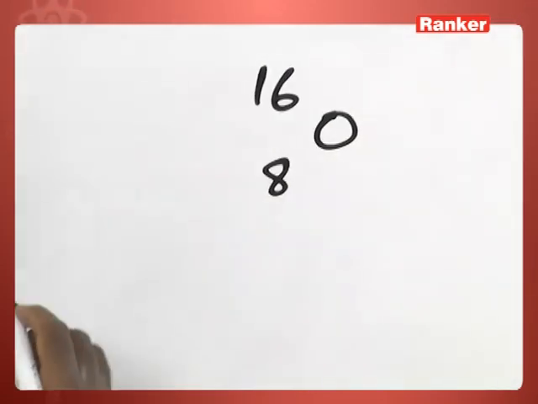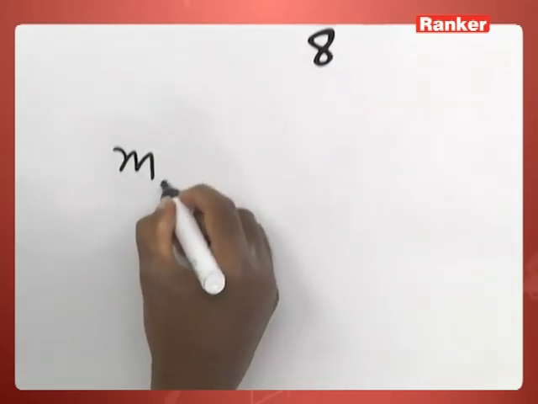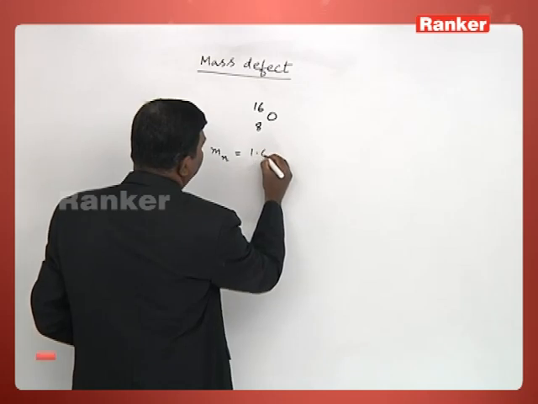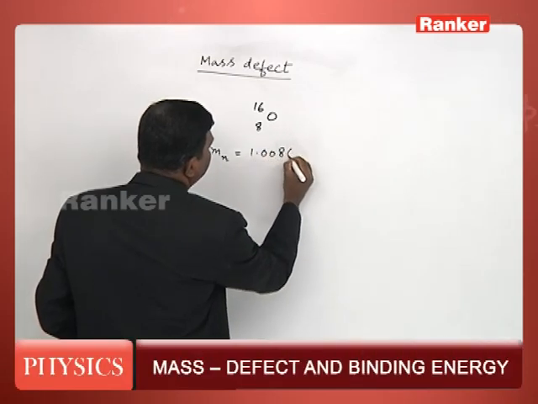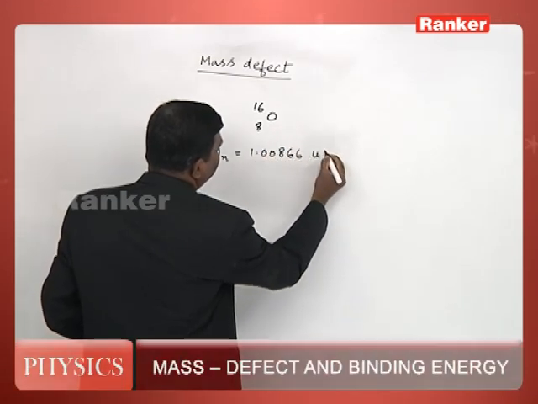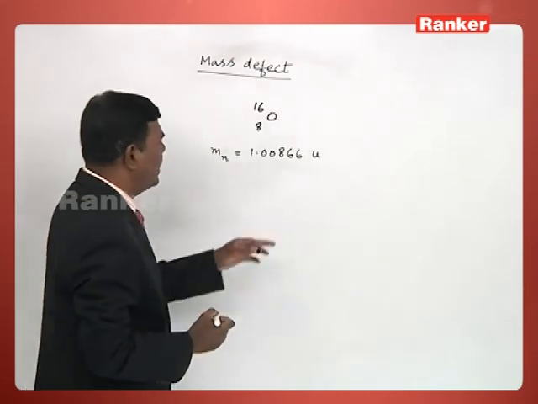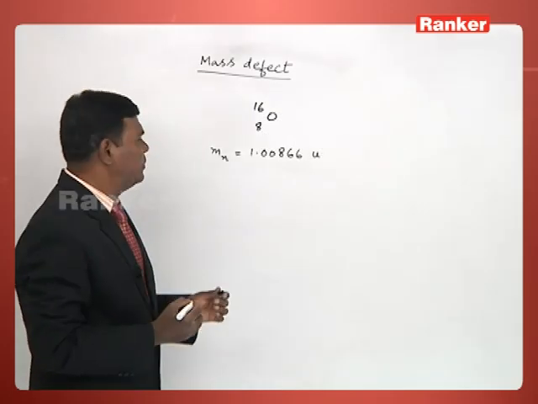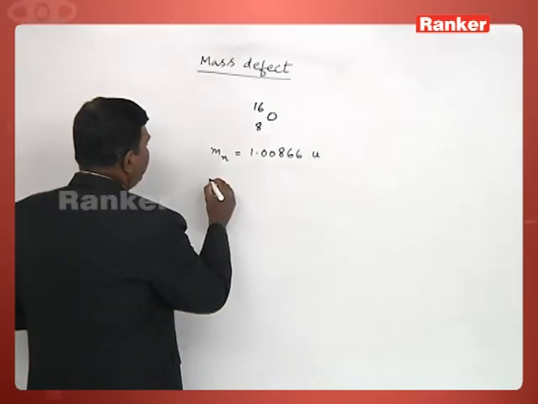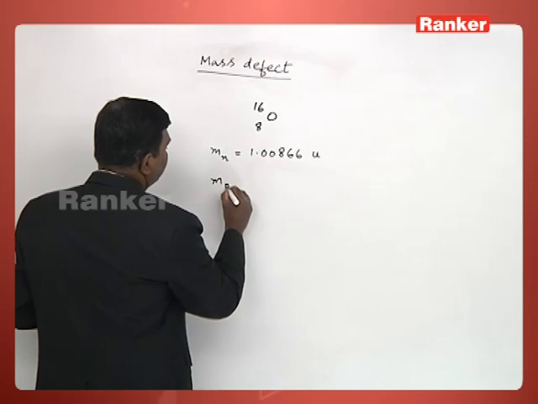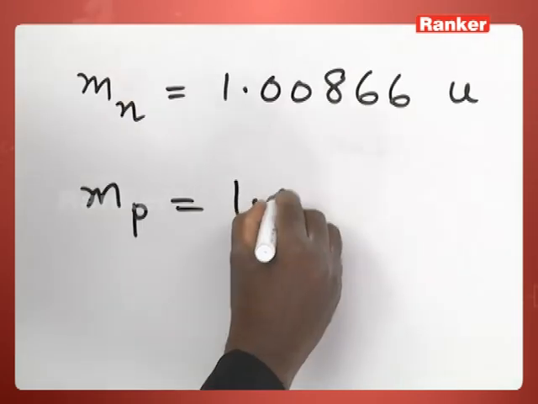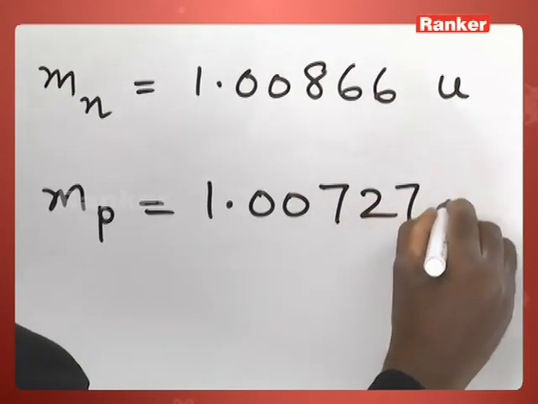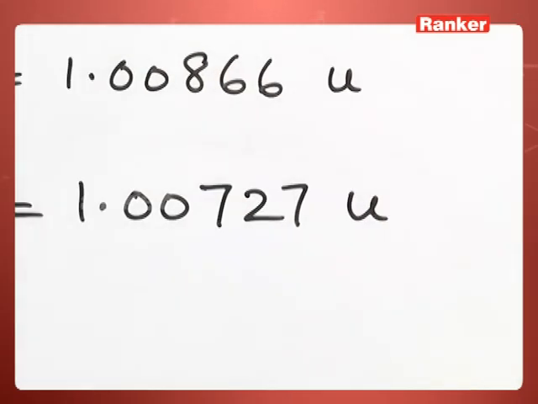Now, the mass of each neutron is equal to 1.00866 atomic mass units, AMU, generally written with a U. Next, the mass of each proton is 1.00727 U, atomic mass units.